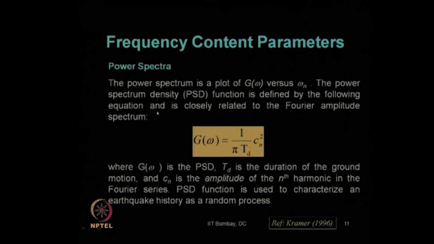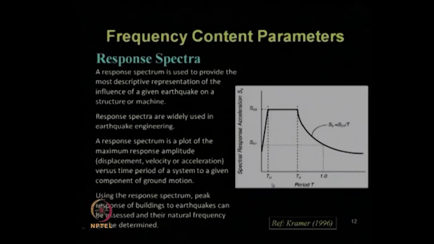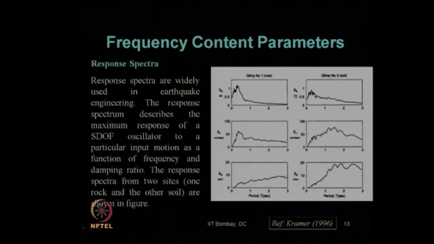Then we have seen another mathematical expression of this earthquake motion through power spectra. The advantage of this we have discussed, that it can consider the random process through using this power spectrum density function like this. Then we have discussed the most widely used frequency content parameter, the response spectra. As we have mentioned, response spectra can be acceleration response spectra, displacement response spectra or velocity response spectra, that we have seen for various rocky site and soil site acceleration, velocity and displacement response spectra.